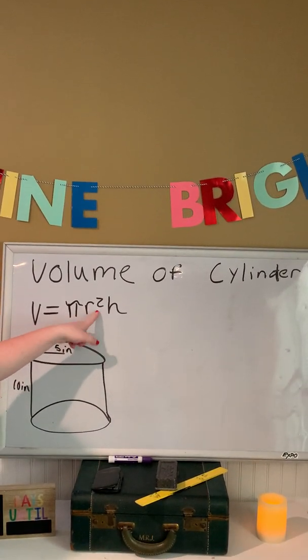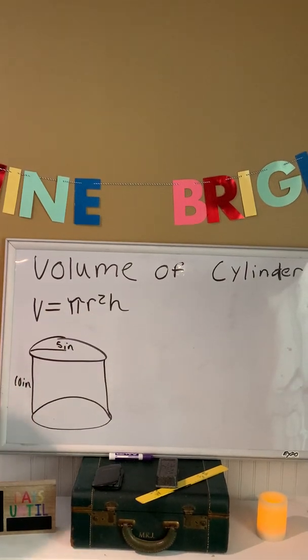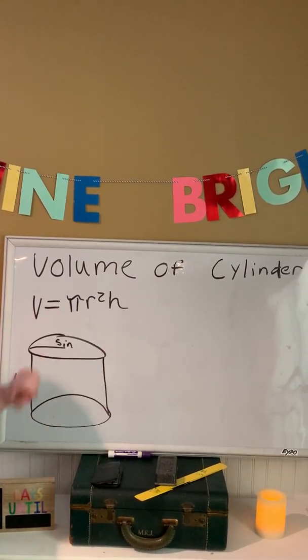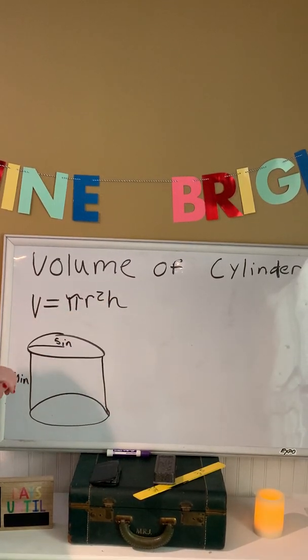What is this little pesky square thing up there? That means that the radius is going to be squared. Not the whole problem, just the radius. And this is good. The h stands for height, so the height of the cylinder.